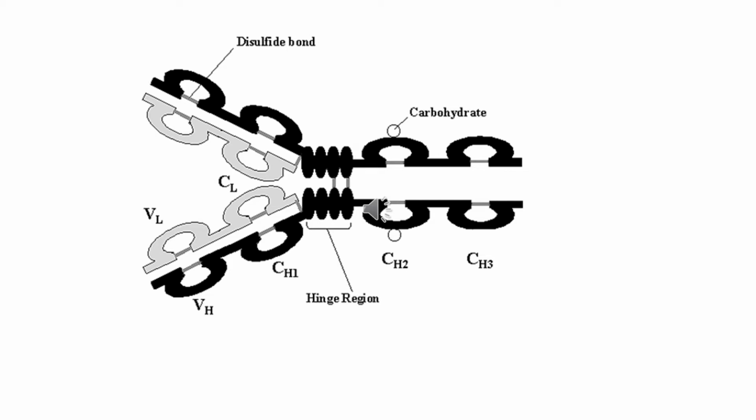Within the immunoglobulin molecule, there will be a variable and constant region. The C represents a constant region, and the V represents the variable region. We'll see in this structure, there are three constant regions and only one variable region.